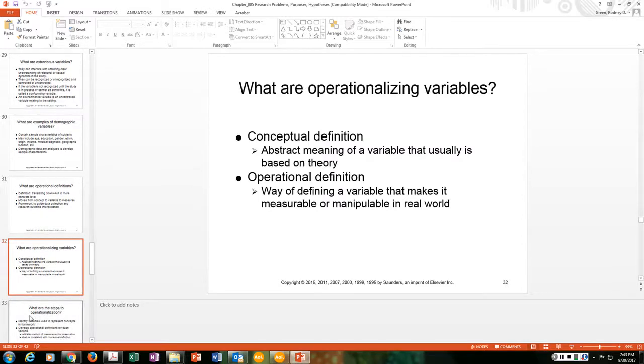A conceptual definition is the abstract meaning of a variable that is usually based on theory, whereas the operational definition is a way of defining a variable that makes it measurable or manipulable in the real world. I'm going to suggest that you look at page 155 and 156 in your textbook for several examples. So I just gave you the conceptual definition of caregiving burden. The operational definition, caregiving burden of heart failure home care management, was measured using a 17-point Likert type scale, with higher scores indicating more burden or difficulty in providing heart failure home caregiving. And see page 156 for critical appraisal.